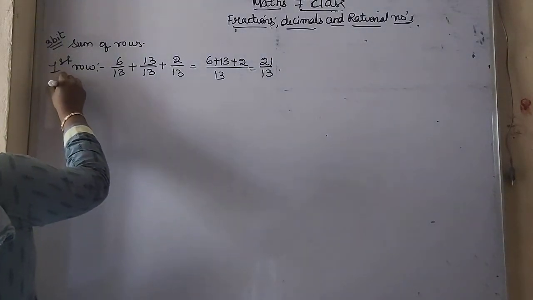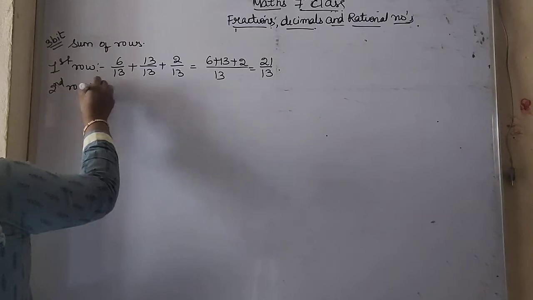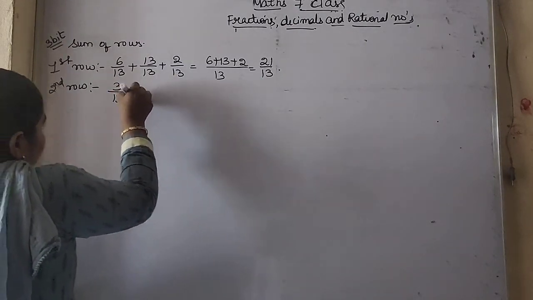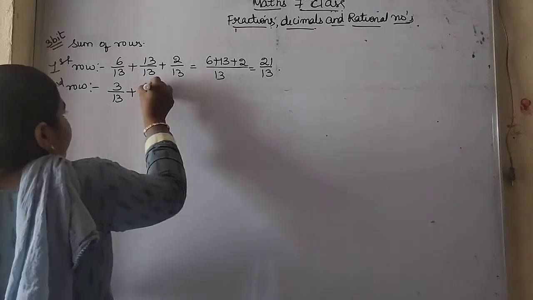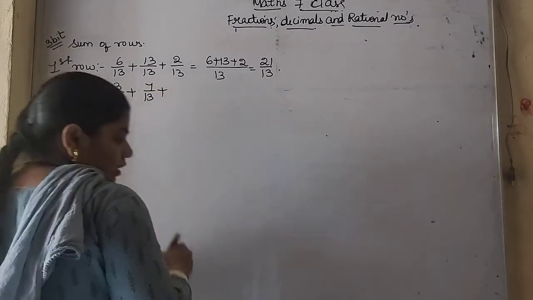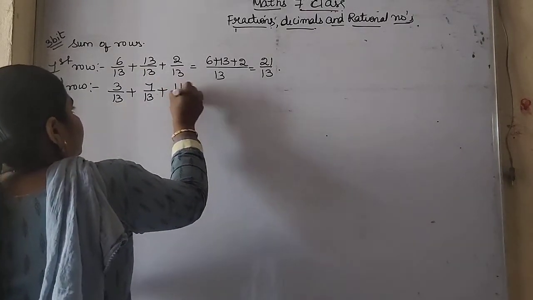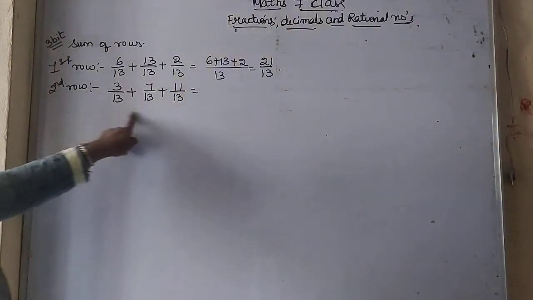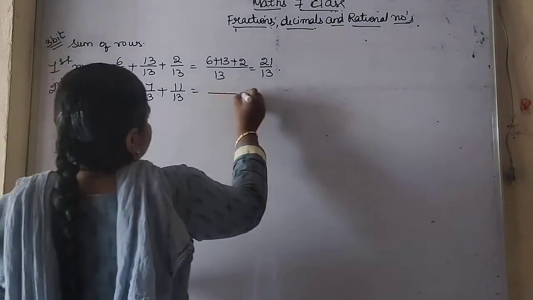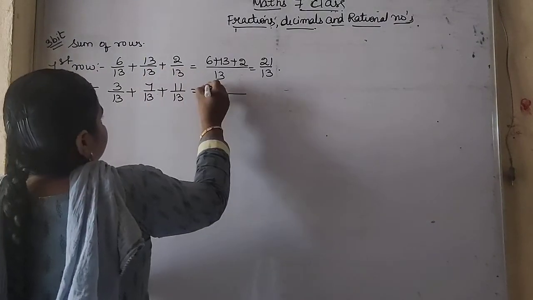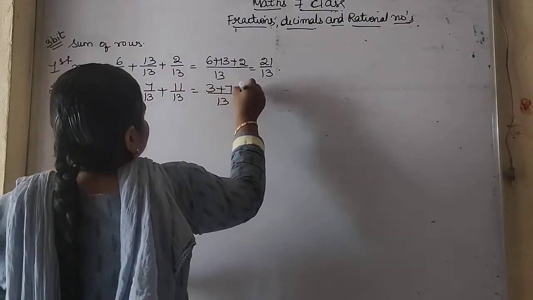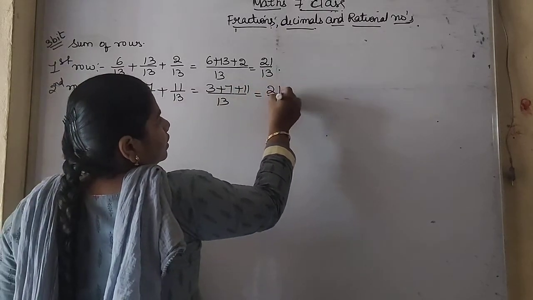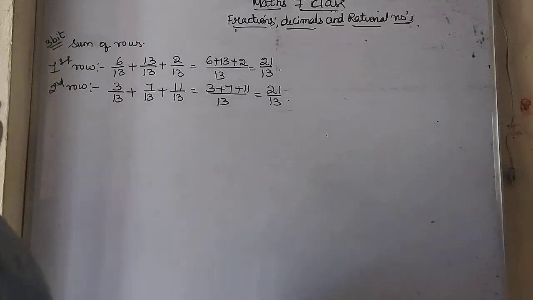So second row is 3 by 13 plus 7 by 13 plus 11 by 13. So whether you will get the same answer or not, we will see. So all the denominator values are equal, so LCM will be 13 itself. Add the numerators, 3 plus 7 plus 11. So 3 plus 7 is 10, 10 plus 11 is 21. Again here also you got 21 by 13.